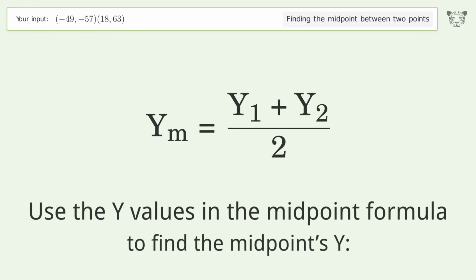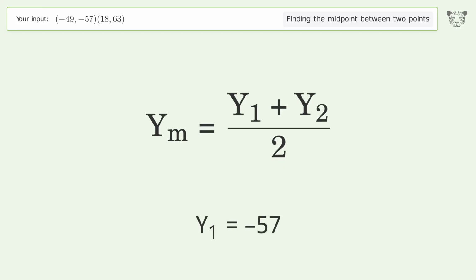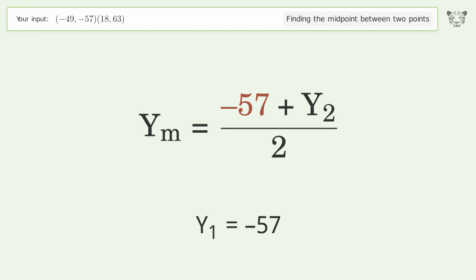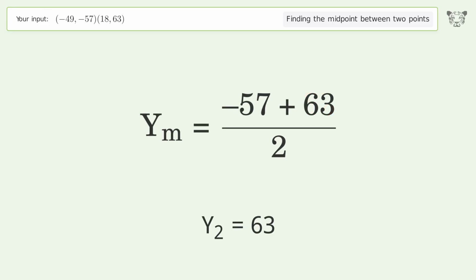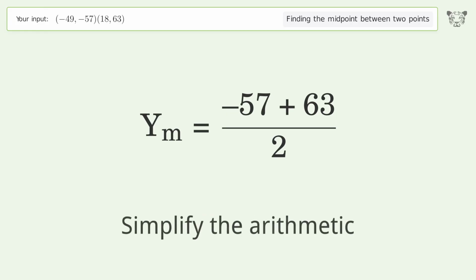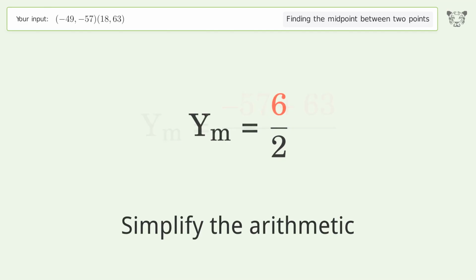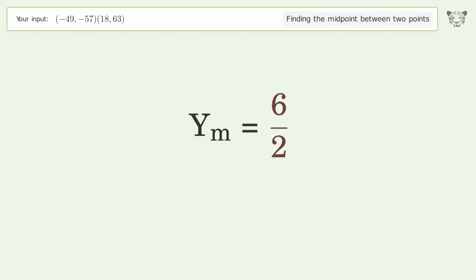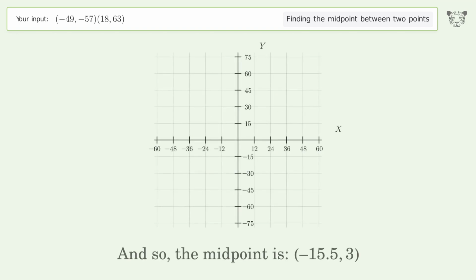Use the y values in the midpoint formula to find the midpoint's y. y1 equals negative 57. y2 equals 63. Simplify the arithmetic. And so, the midpoint is negative 15.53.